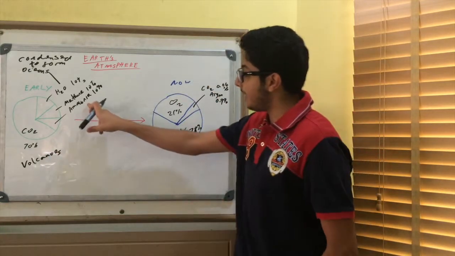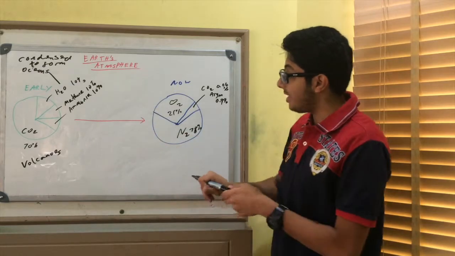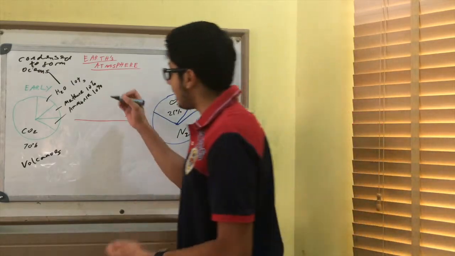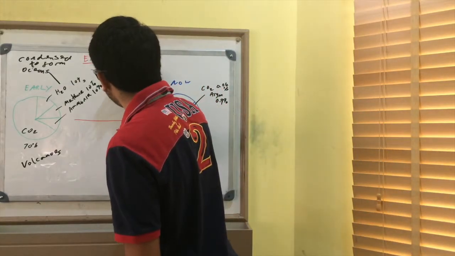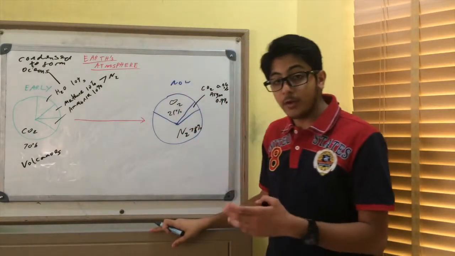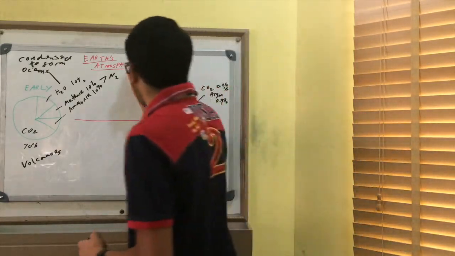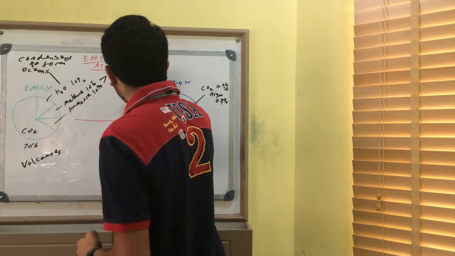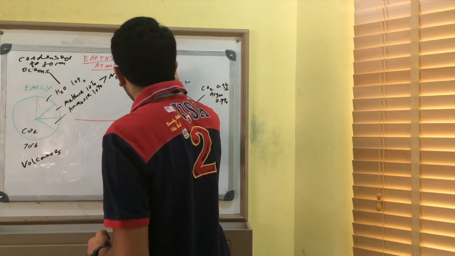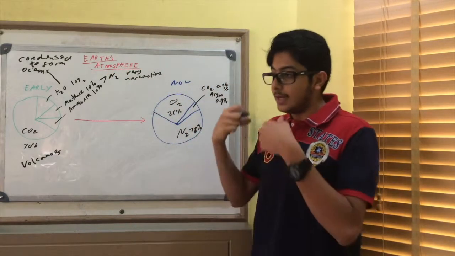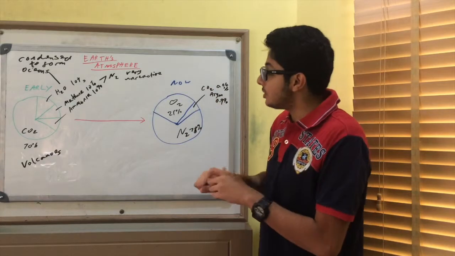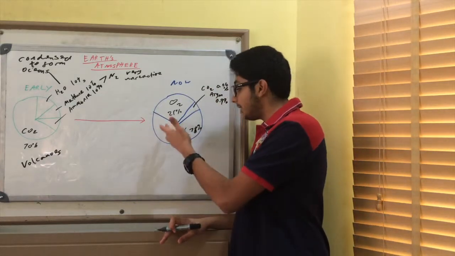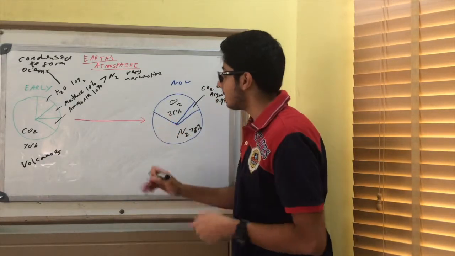Now what about methane and ammonia? Well, methane and ammonia reacted to form some nitrogen. And nitrogen, we know, is a very, very unreactive gas. And because it's very unreactive, it did not react with anything, and so it did not disappear. And so it slowly grew to this big amount today.